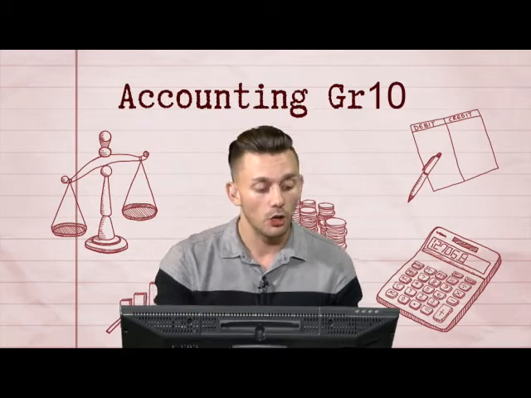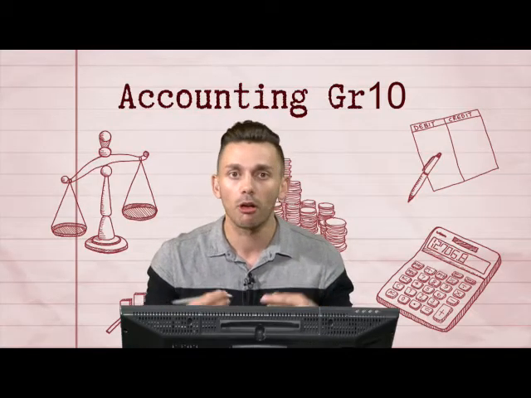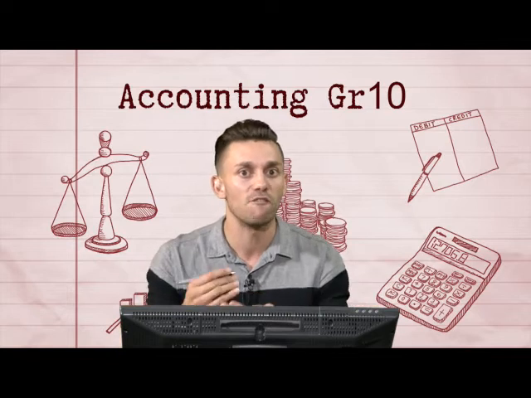Now, know this, for every debit, there should be a credit. And therefore, debits will always equal your credits, and that means your debit side will equal your credit side in the trial balance. And if this happens, you should smile, because most likely you have everything right and you're in balance, and that you will get a very good mark.